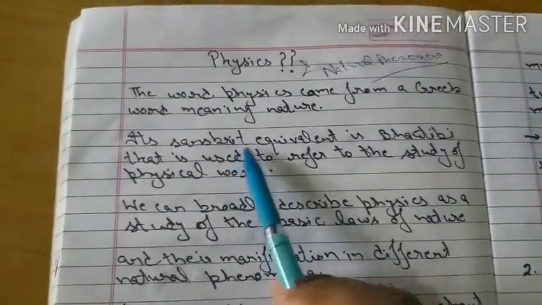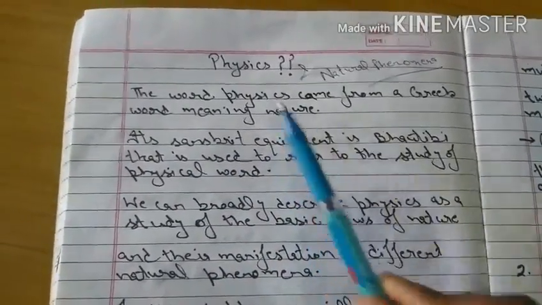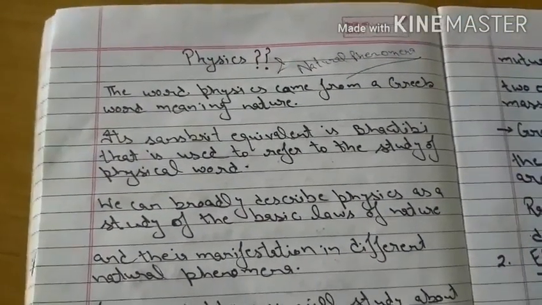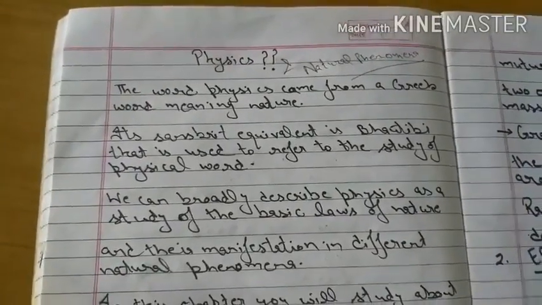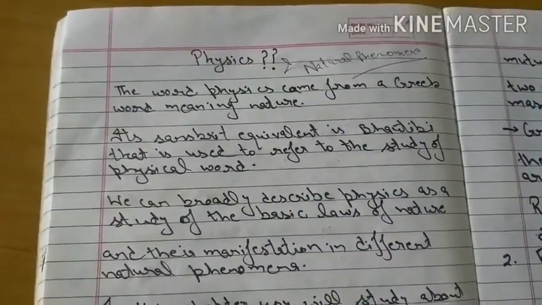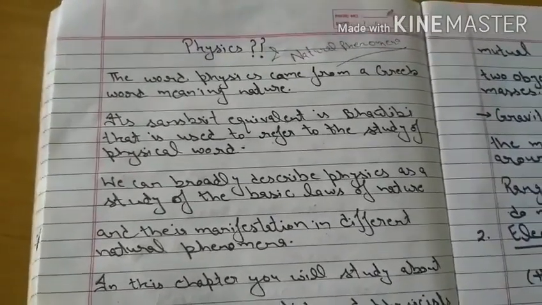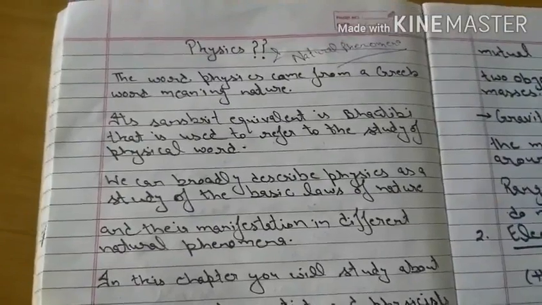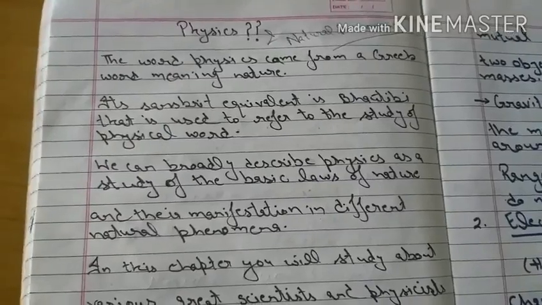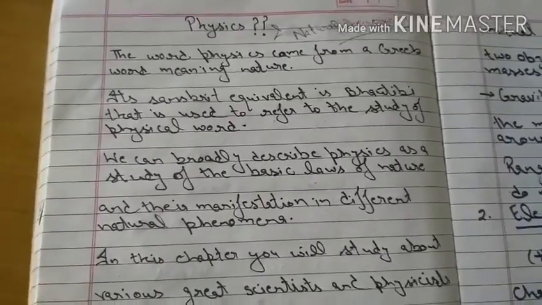The word physics came from a Greek word that means nature. So physics is basically related with nature and natural phenomena. Its Sanskrit equivalent word is bhautiki, which is used to refer to the study of the physical world. There is no precise definition of physics, and that's not needed at the moment. But we can broadly describe physics as a study of the basic laws of nature and their manifestation in different natural phenomena.